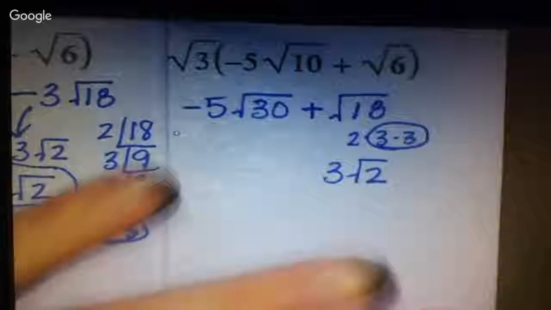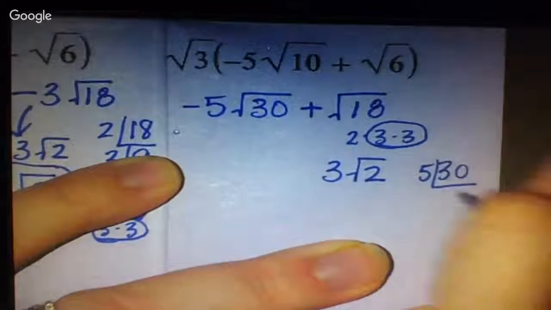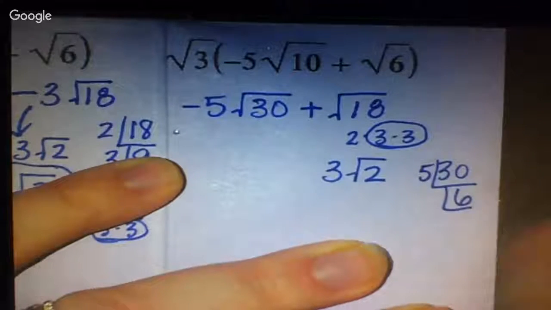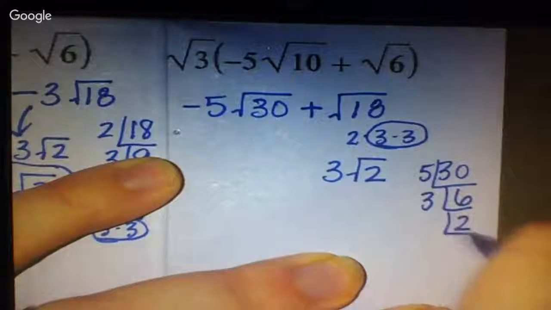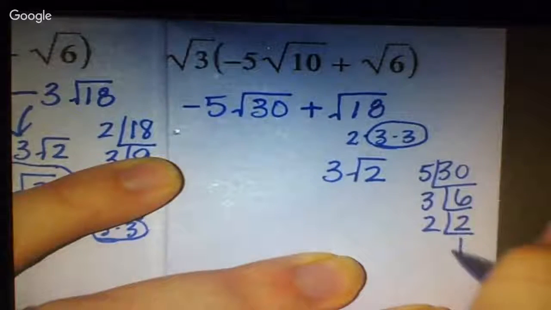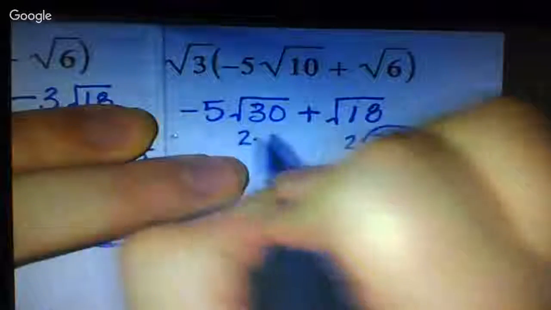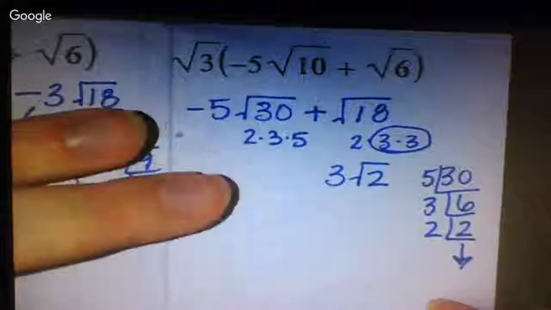We now need to break down 30. 5 and 6. And then 6. 3, 2, 2, and 1. So 30 is actually 2 times 3 times 5.